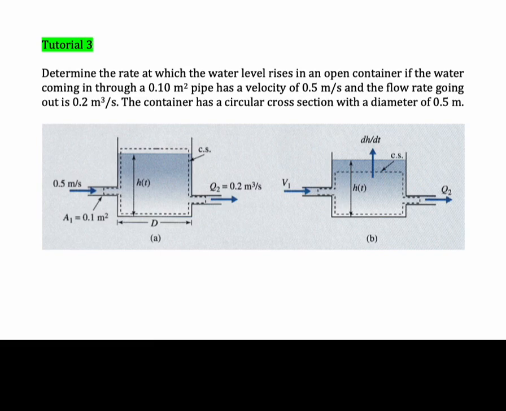Number 3, determine the rate at which the water level rises in an open container if the water coming in through a 0.1 meter square pipe has a velocity of 0.5 meter per second and the flow rate going out is 0.2 meter cube per second. The container has a circular cross section with a diameter of 0.5 meter. So in this situation, it is very simple.